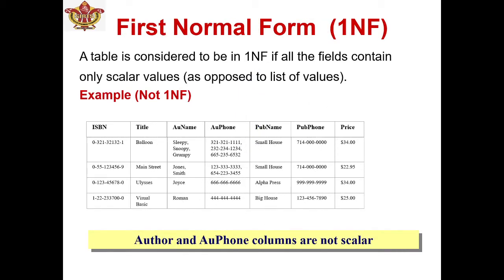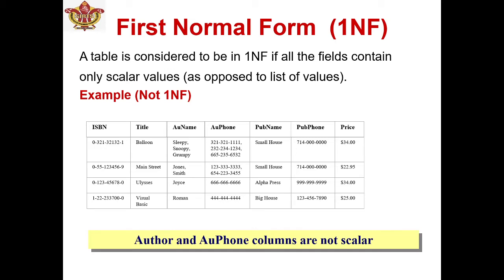Now in first normal form, take a table like Book. The name of the table is Book, and it will be in first normal form if all the fields contain only scalar values, right? The example we can see here is not in first normal form because of multi-valued attributes, as we saw in the last slide.